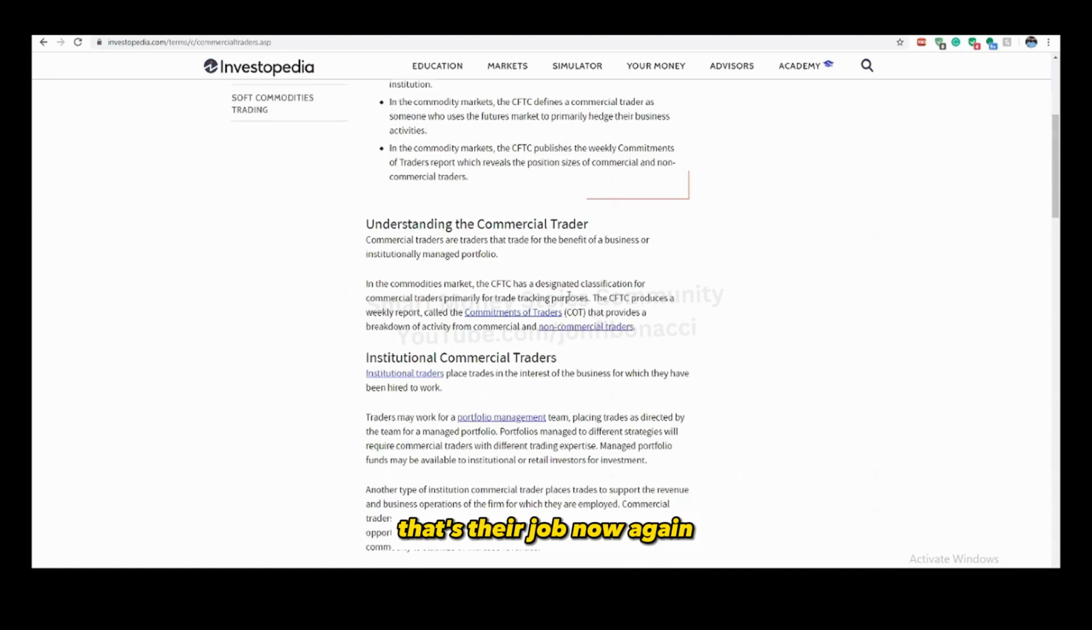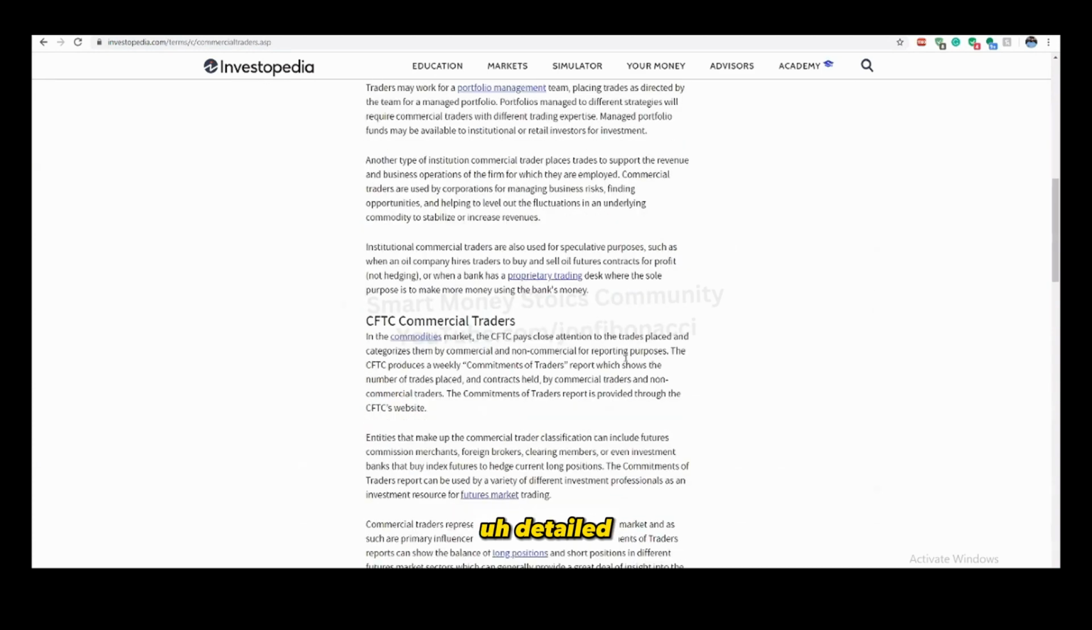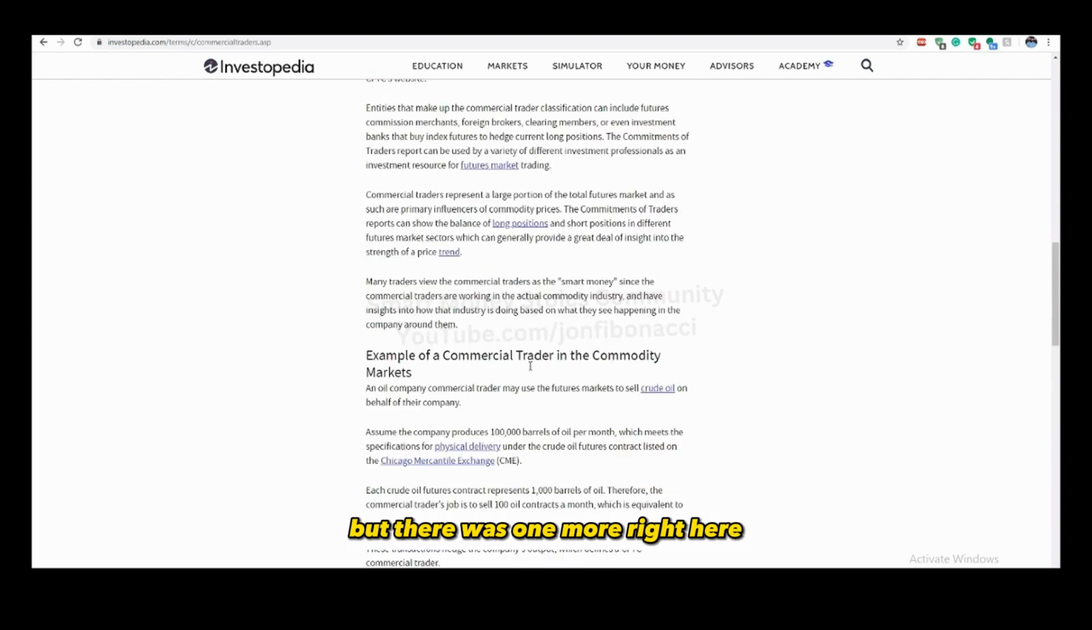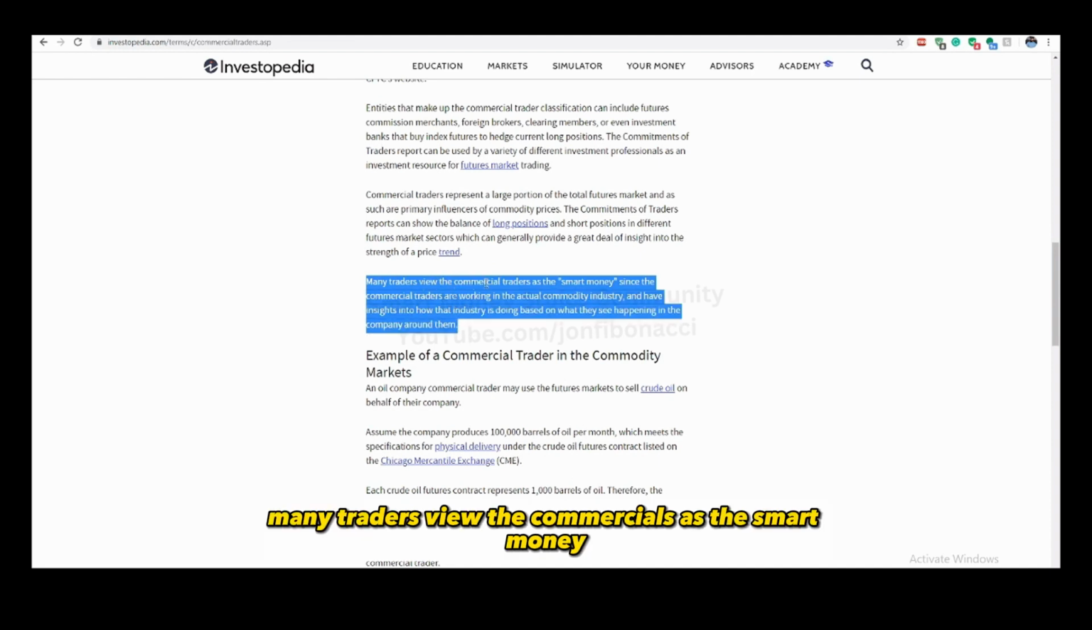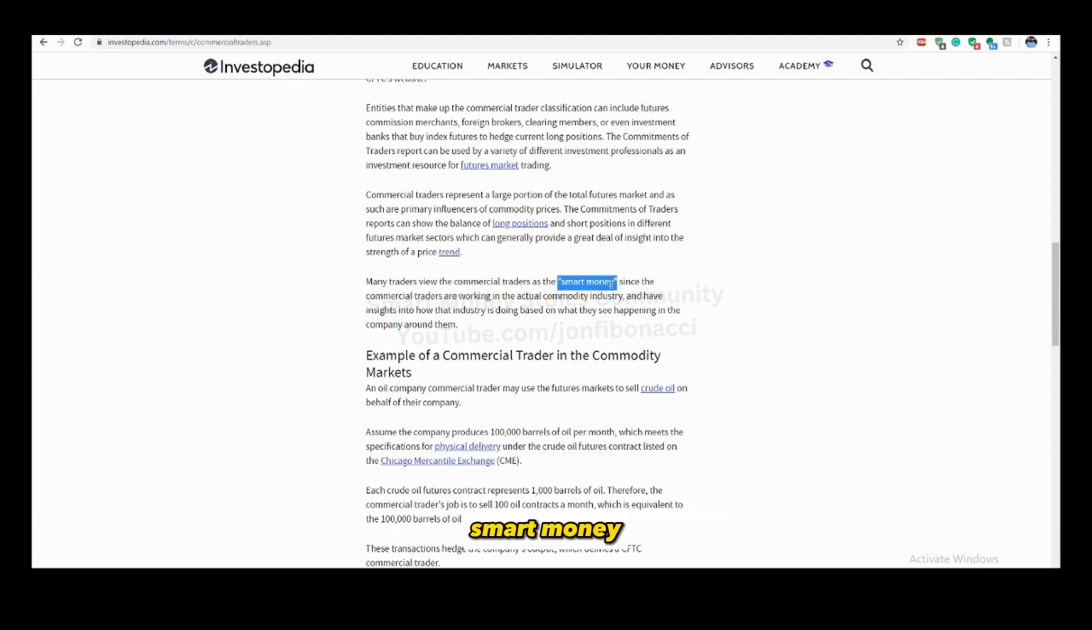That's their job. Again, you can go back and read this, which I highly recommend, because you're going to get a little bit more detail. Obviously, I'm not going to read you everything here, but there was one more in this last paragraph. Many traders view the commercials as the smart money, right? You've heard that before. Since the commercial traders are working in the actual commodity industry, they have insights into how that industry is doing based on what they see happening in the company around them.